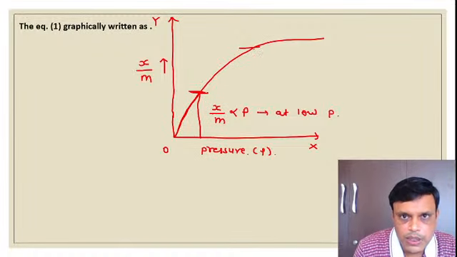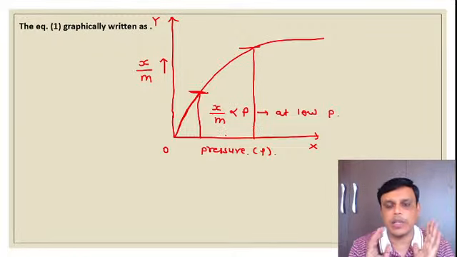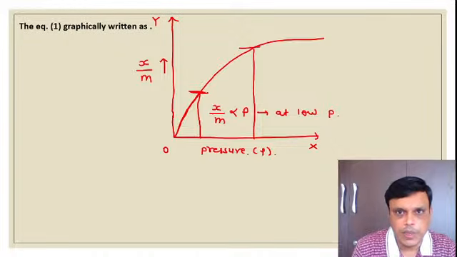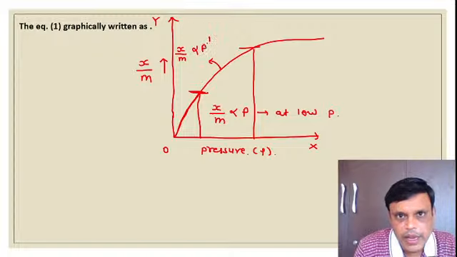Okay. So up to this, from 0 to this pressure, this is intermediate pressure. In the intermediate pressure region, it is not directly proportional. So x by m is directly proportional to 1 by n.